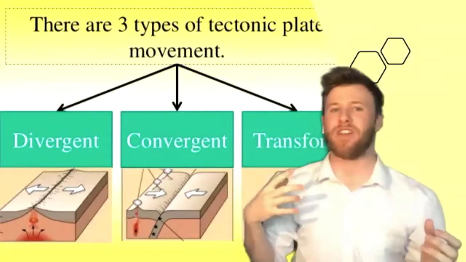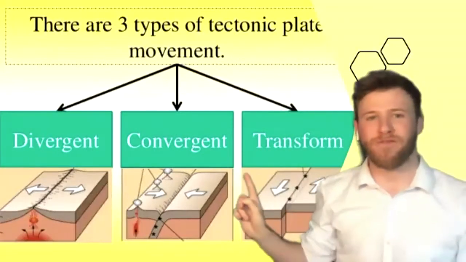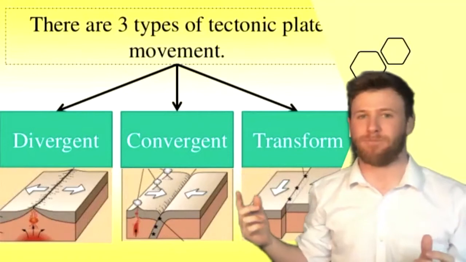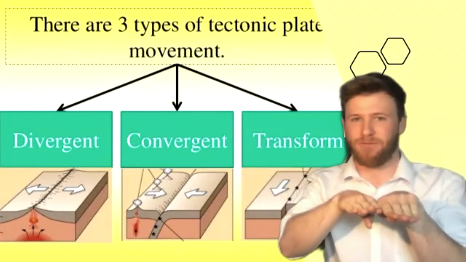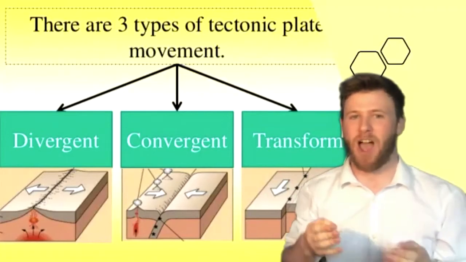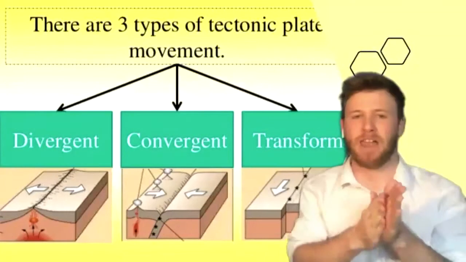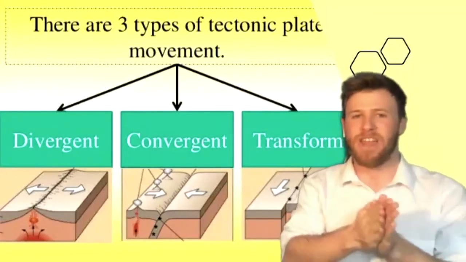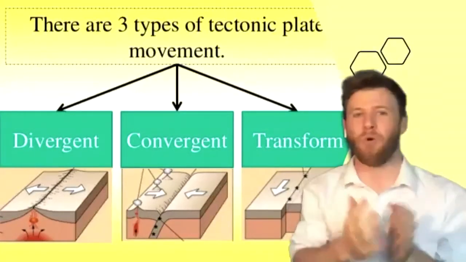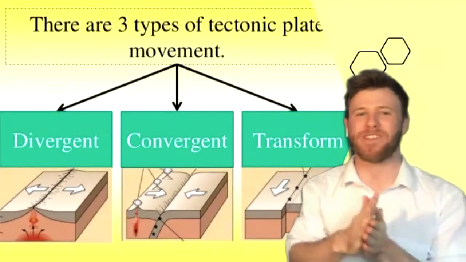We can also have another type of tectonic plate movement, and that would be the transform movement. That's when they move side to side. When this happens, we don't get a volcano, but we can sometimes get earthquakes. And it's kind of because of the friction between the plates. And we can demonstrate this with our hands. If you rub your hands together, you'll feel them getting warmer and warmer. This is because of the friction between your hands.